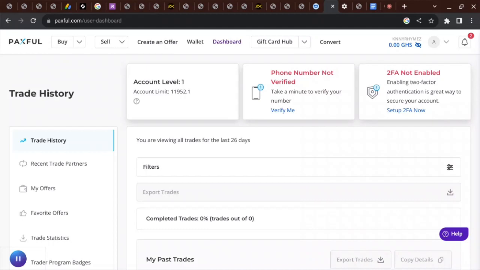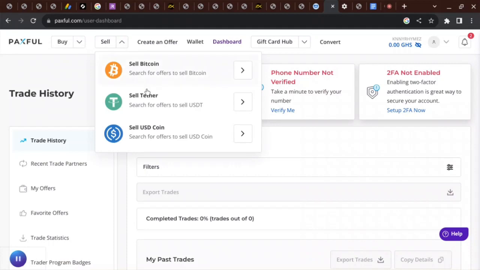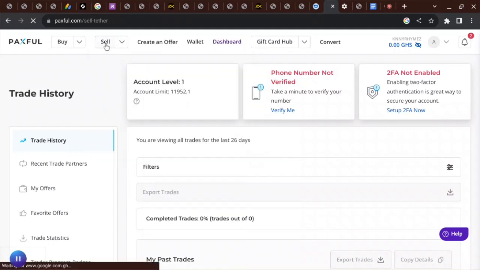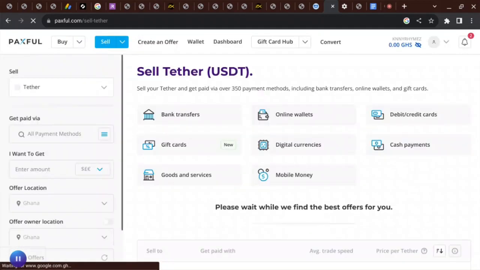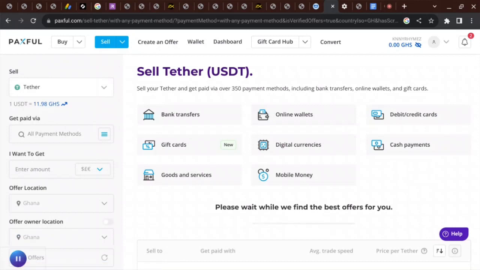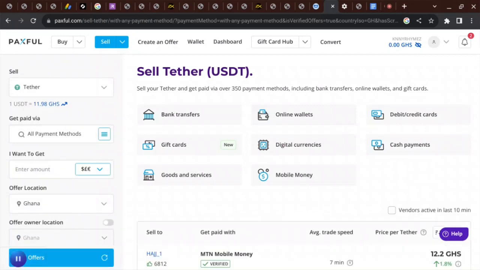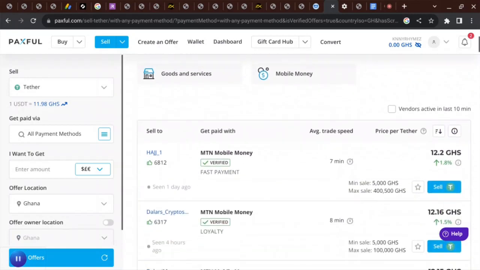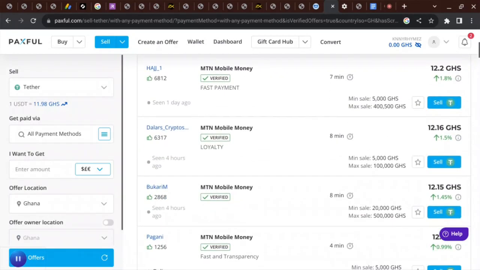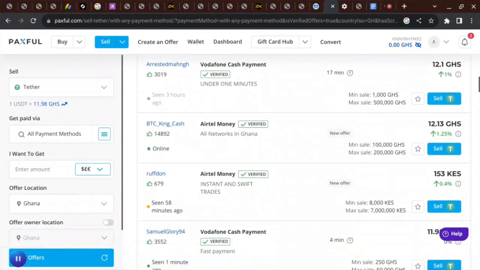So when I come here, since I'm here to sell, I'll click on sell, USDT sell. So this is how it is. If I'm selling one USDT at the Paxful normal rate, it was 11.98. But you see, we have people who are selling it at a higher rate.